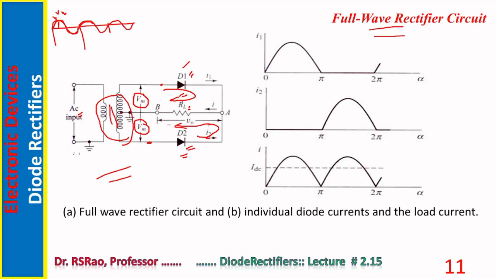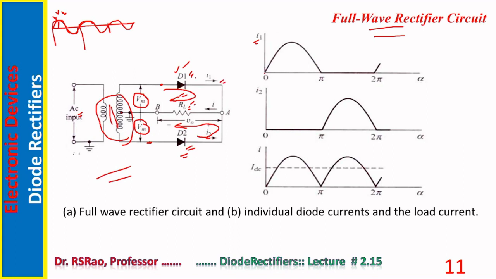When D1 or D2 is conducting, current through load is equal to the voltage that appears across half of the transformer secondary divided by resistance of the diode plus resistance of the load. As input voltage is varying in a sinusoidal manner, current also varies in a sinusoidal manner. So one can sketch.